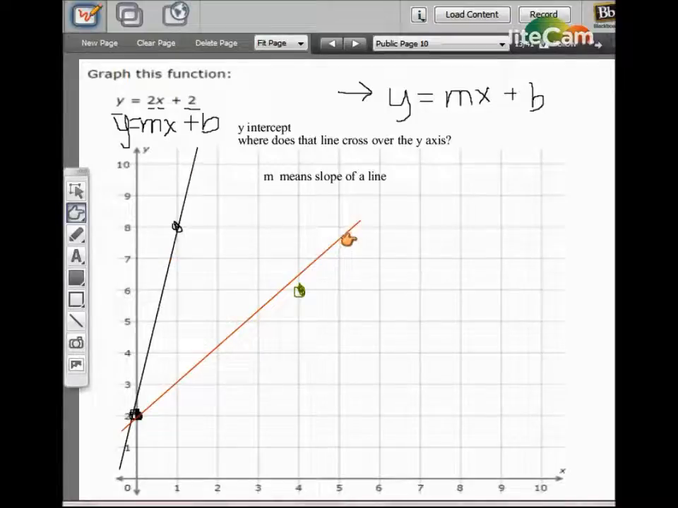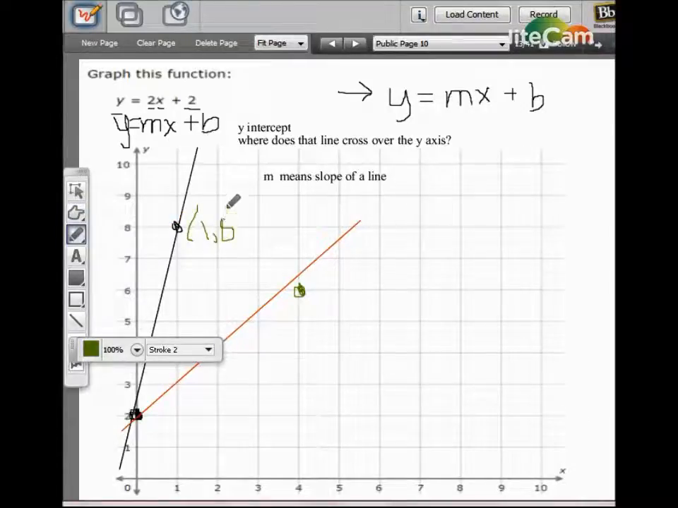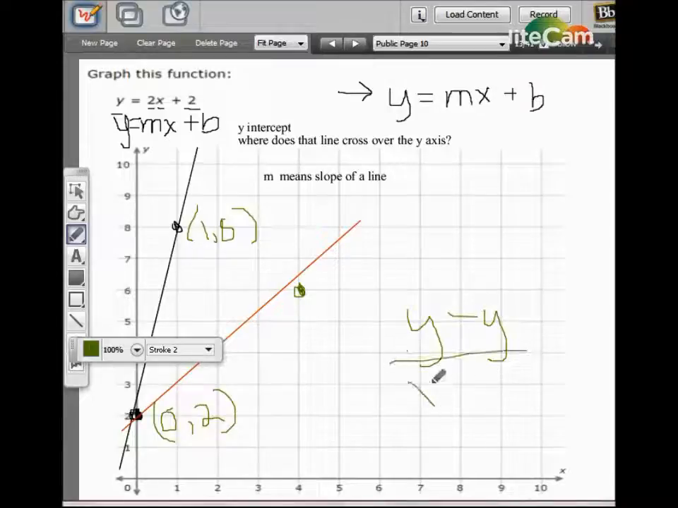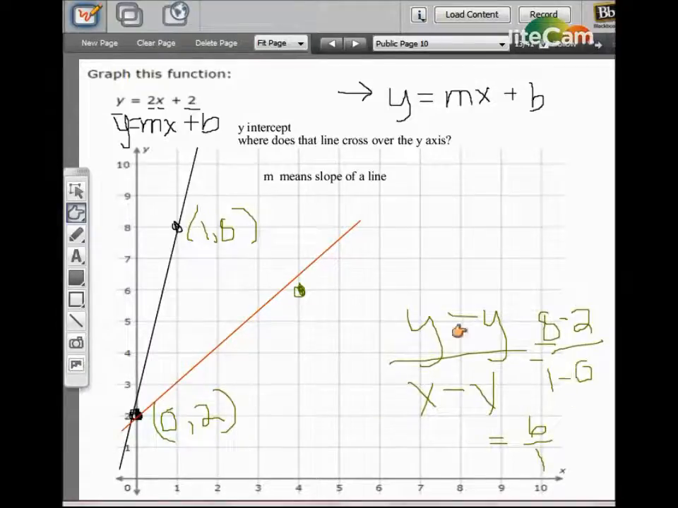Remember, think about skiing. Which one would you rather learn to ski on? And remember, how do we find slope? Well, it's the change in the y coordinates over the change in the x coordinates. It's the change in y, or subtracting the y's, over the change in x's, or subtracting the x's. So we have our x's are 1 and 0, our y's are 8 and 2. If we subtract them, the slope of that line is 6.